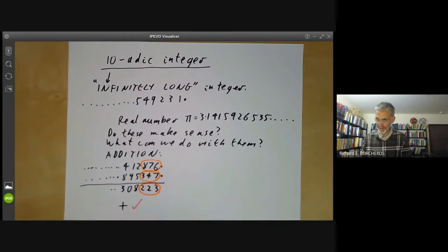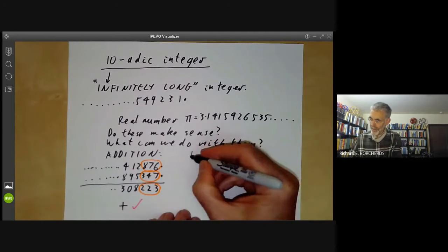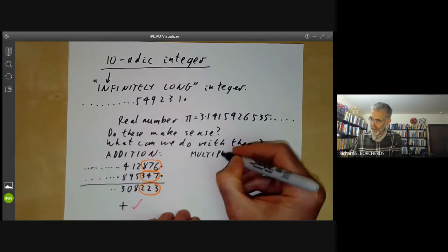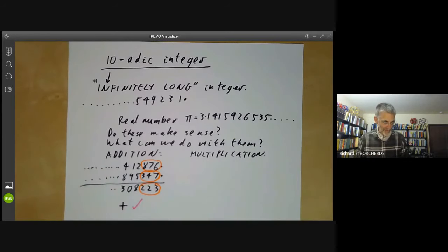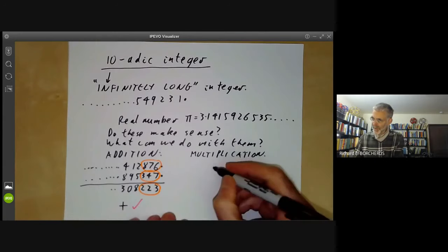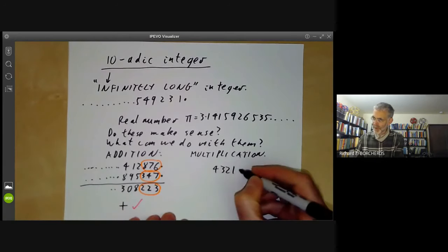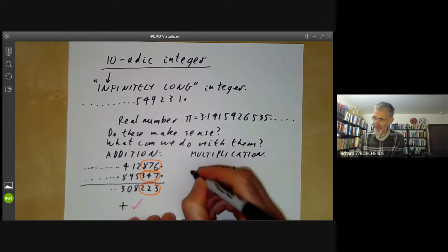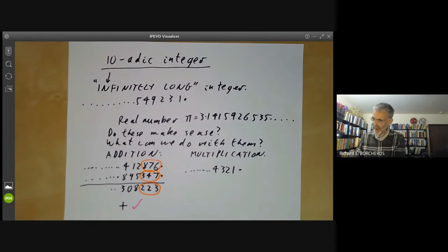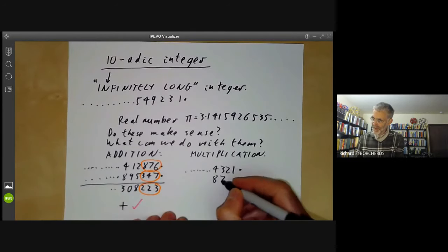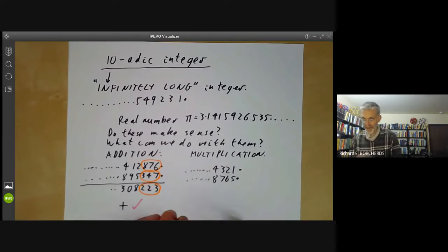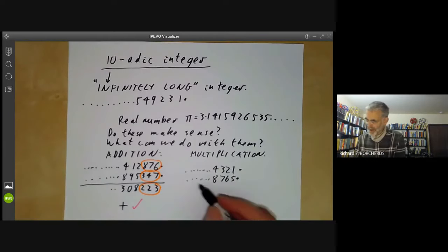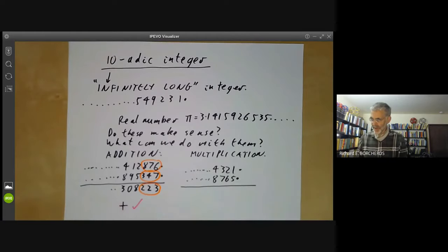So a tick there. What about multiplication? Well, let's do an example and see what happens. So let's take the number 4321 point something, and let's suppose there are lots of digits to the left that we don't know about, and multiply it by 8765. And again, there are going to be lots of digits to the left of that we don't really care about. And let's try and work out what their product is.